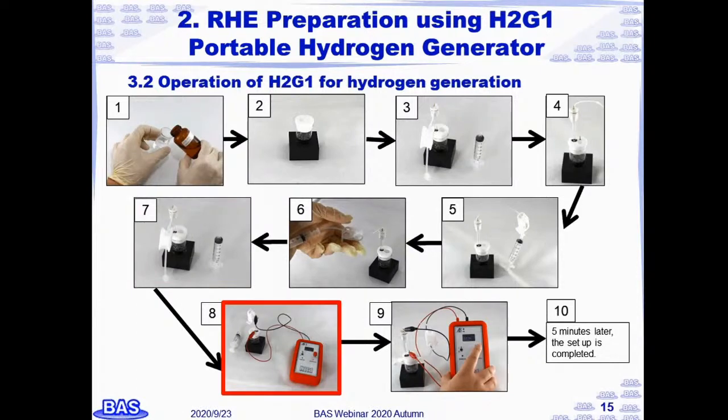Connect the black cable to the RHE reversible hydrogen electrode and the red cable to the platinum counter electrode, respectively. Turn on the H2G1, push the button for about 2 seconds, and set the electrolysis time at 5 minutes. Push the button again, and 5 minutes later the electrolysis is completed.